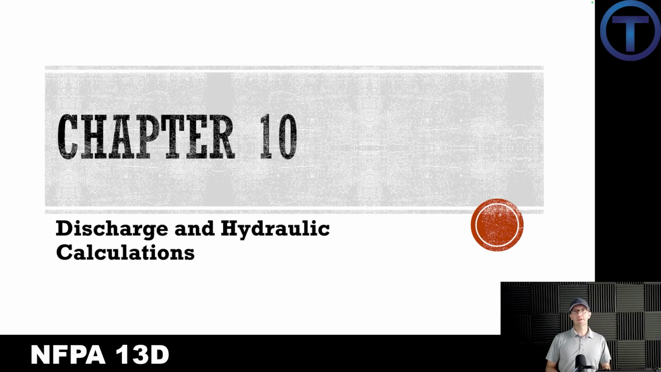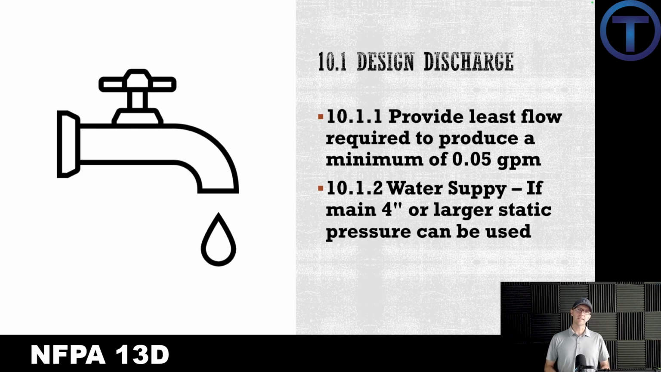Now that you have your book, join me in chapter 10, and we're going to look at discharge and hydraulic calculations. What does that really mean? What we're talking about is design and sizing of the system so that it can deliver the amount of water needed to put out a fire. 10.1 is about design discharge. 10.1.1 says that we have to provide at least the amount of flow required to produce a minimum of 0.05 gallons per minute. Obviously, you need enough water flow to be able to make the head do its job.